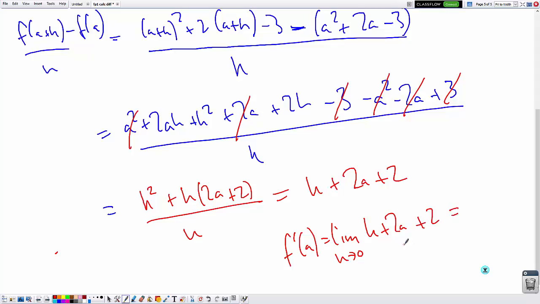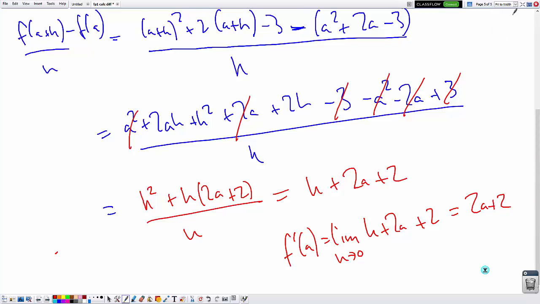Now, what does this go to as h tends to 0? As h tends to 0, h tends to 0, so that's 0. 2a is not affected by the h. 2a is still 2a. H going to 0 doesn't affect 2a. Same thing with the 2. So this answer is 2a plus 2. And we're done. That's my gradient differentiation from first principles.